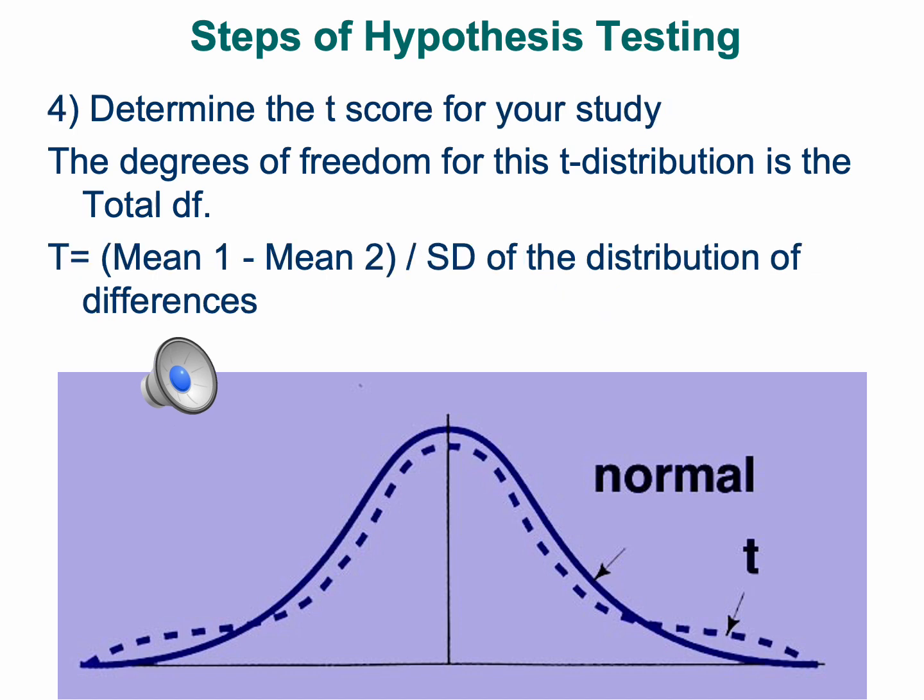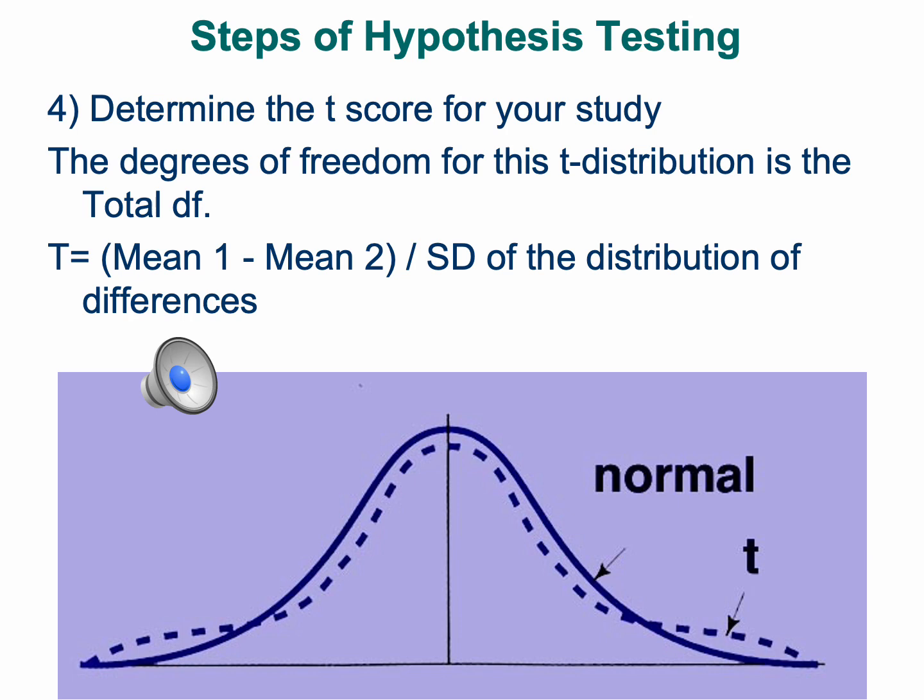Okay, step 4 is to determine the t-score for your study. So now that you've got your criteria established for probability and you've got your t-distribution all set up, now you want to calculate your own t-score and then compare this to the distribution to see if your result likely could have occurred by chance or not.